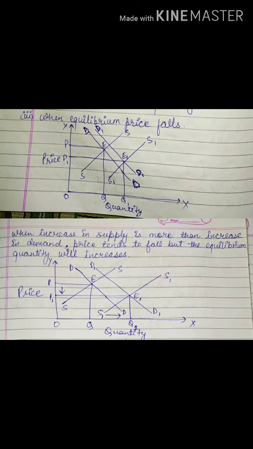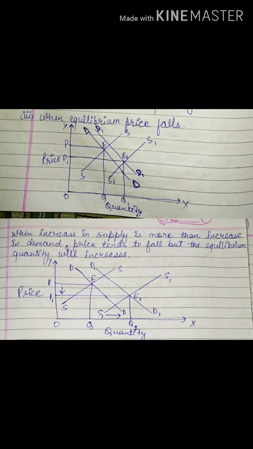Now the third condition. What is the third condition? When the equilibrium price falls. Previously we have seen when the equilibrium price rises. Now the equilibrium price falls. When my equilibrium price falls, what will happen? When the increase in supply is more than the increase in demand. That means now what is the situation? My supply is more. The supplier is supplying more, but the demand in the market is less. Now what will happen? Price tends to fall. No doubt, when there is no demand and supply is more, there are excess goods. What will be the effect on price, as we have studied? That price will fall.